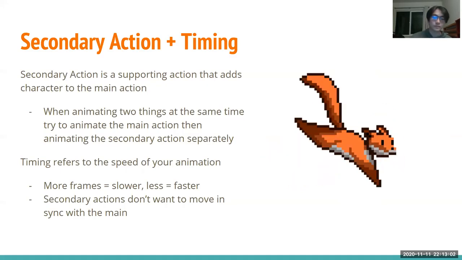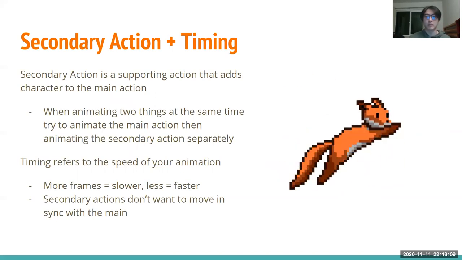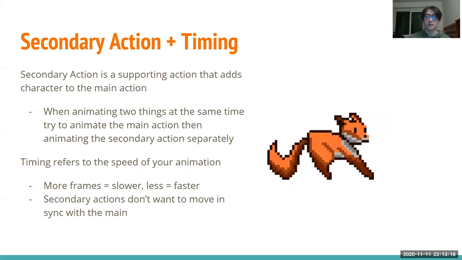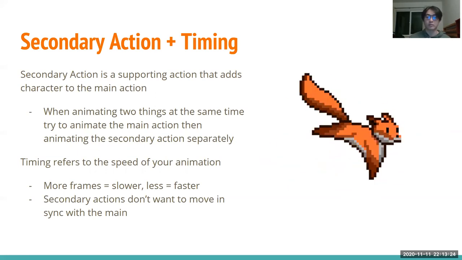Now, usually, another key point with timing is that you don't want secondary actions to move in sync with the main. The reason for this is you want to create much more natural actions, because in real life, we don't all move like robots and nothing really moves simultaneously. And so you want to create a bit of asynchronization in order to make things feel much better when viewing them.